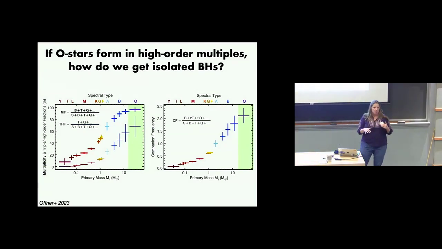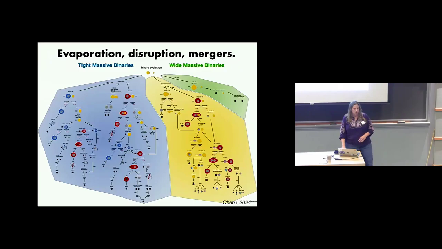Isolated black holes aren't born isolated. We've seen this plot 100 times in the conference. The binary fraction of progenitors to black holes, O stars, is maybe 100%. I should say multiplicity fraction, because they're usually in triples, quadruples, high order multiples. So this green zone here is where we're talking about. These are the things that produce black holes, and they all are born in these high order multiples. How do they become isolated?